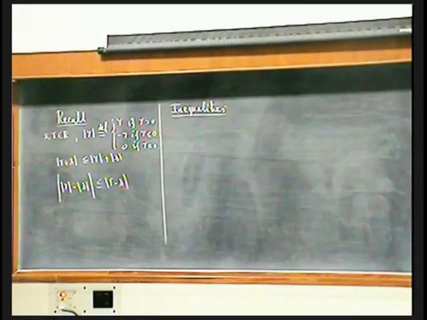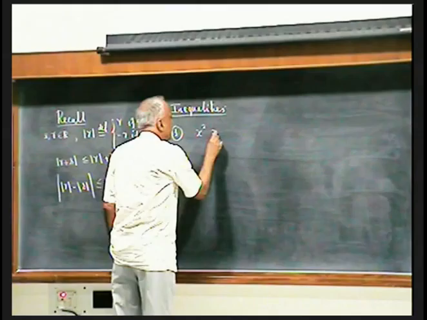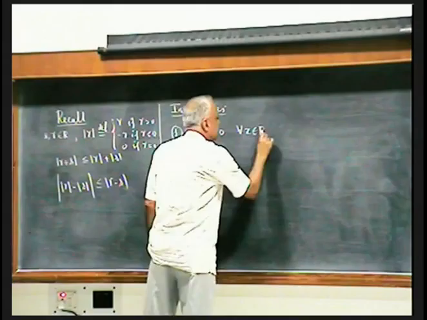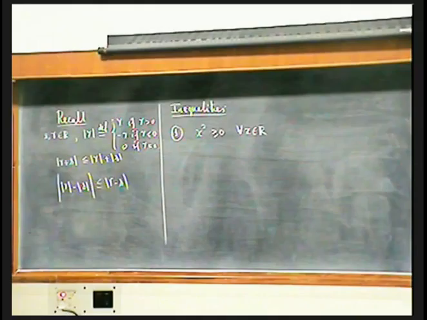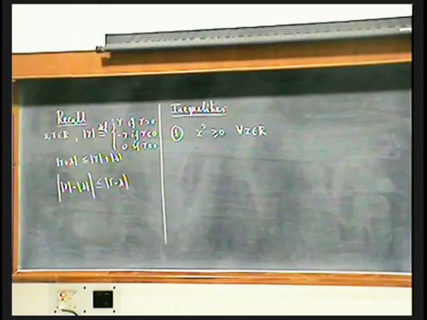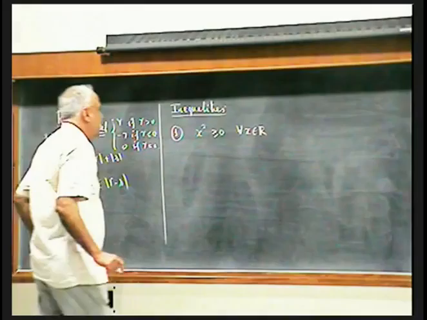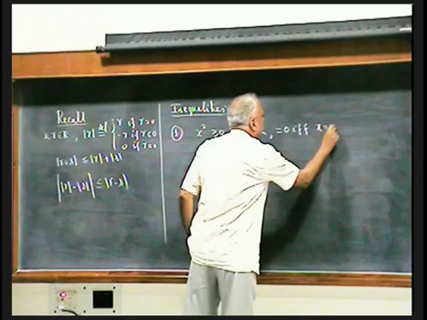The most fundamental inequality is that x squared is greater than or equal to 0 for every real number x. Okay, that's a very simple fact, but it can be easily seen from the definitions of real numbers. So the square of a real number is always non-negative, and it is equal to 0 if and only if that number is 0.